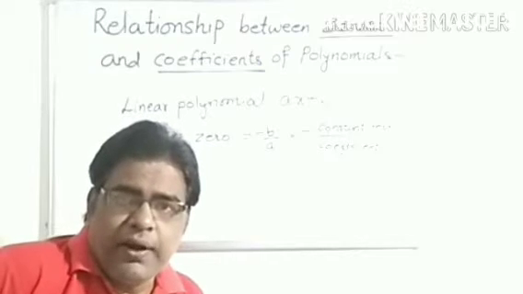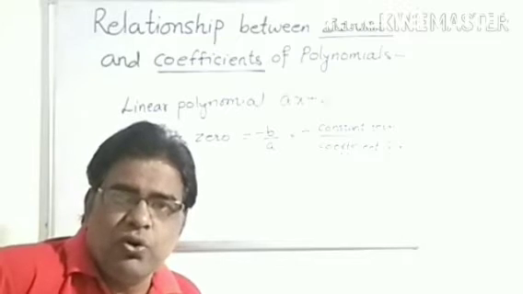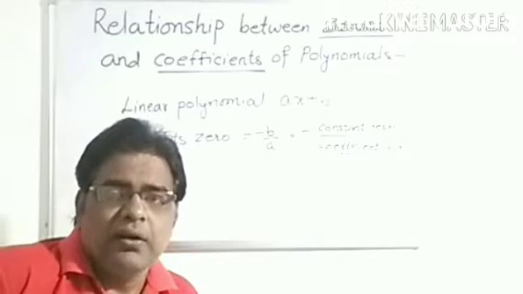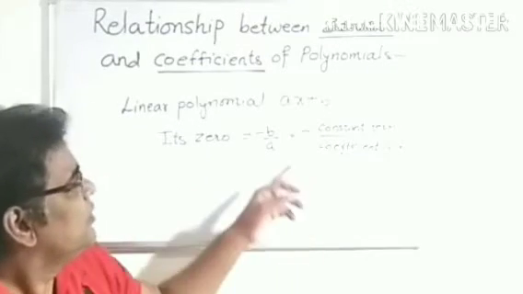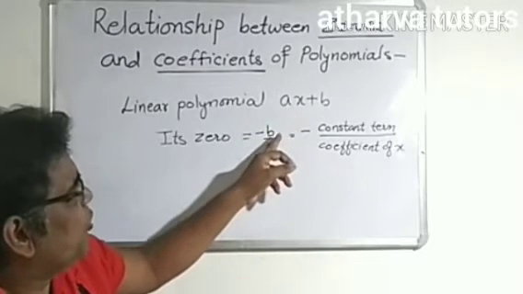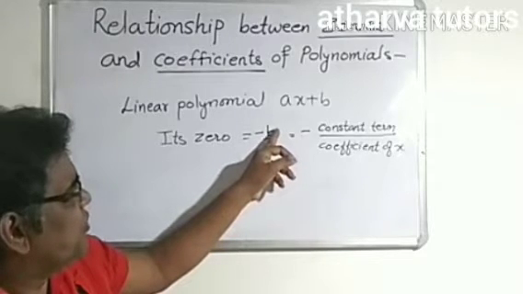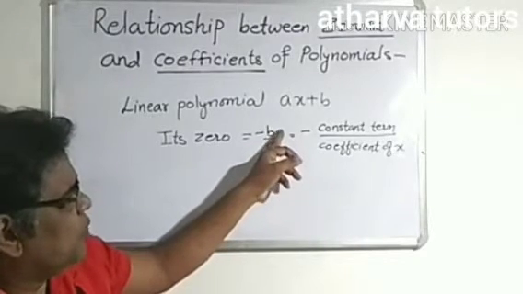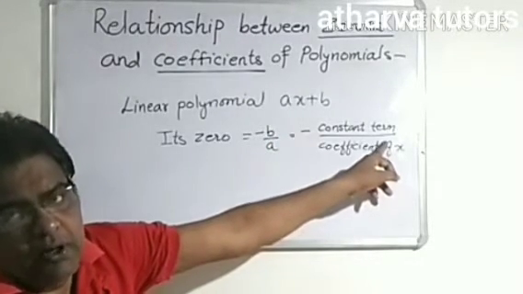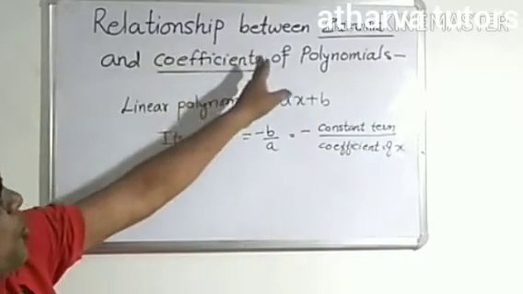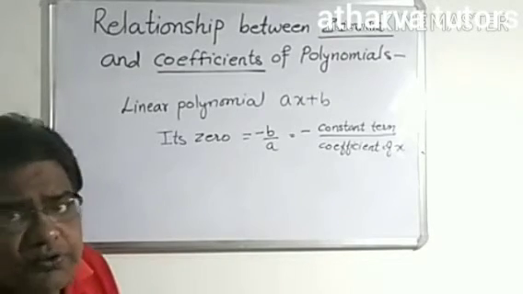Now, we'll move ahead and see what the zero of a quadratic polynomial is and what its relation is with the coefficients. Like here, when we said the zero of a linear polynomial, the zero was the constant term upon the coefficient of x. Now, our today's topic is the relationship between zeros and coefficients of polynomials.